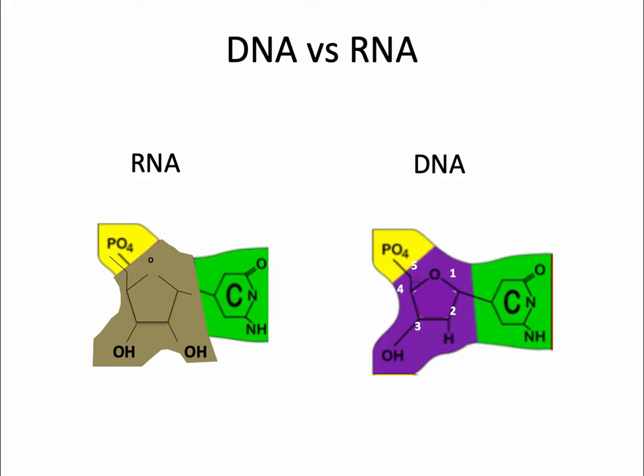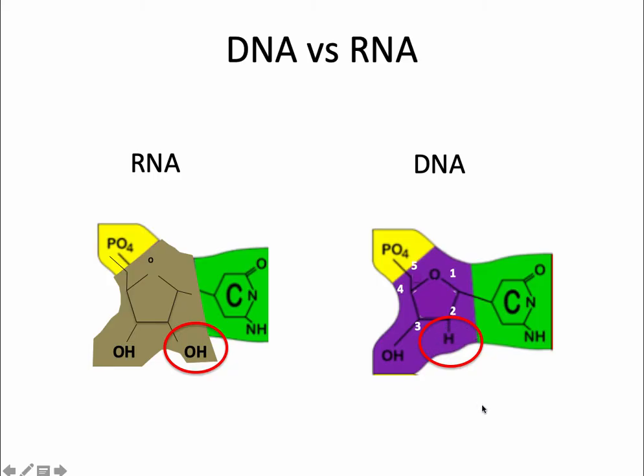DNA has the name for deoxyribose. Ribose is the sugar that forms part of RNA, and DNA has deoxyribose. Deoxy means it is missing an oxygen. So if you look at this position here, RNA has an OH, but DNA is missing that oxygen.